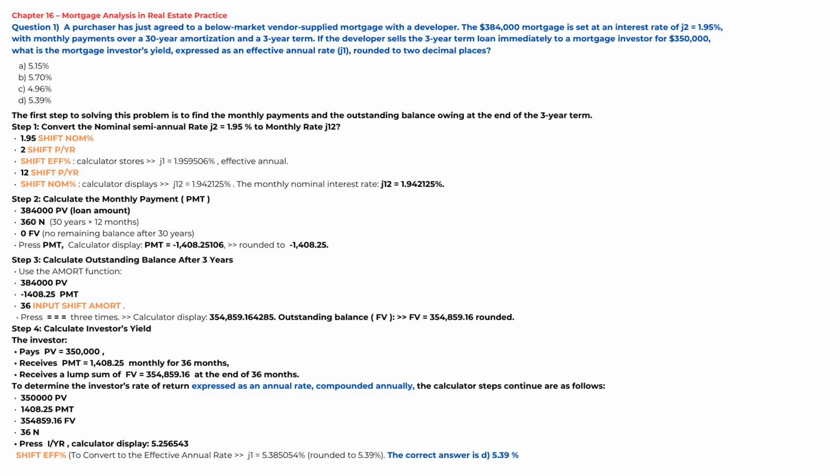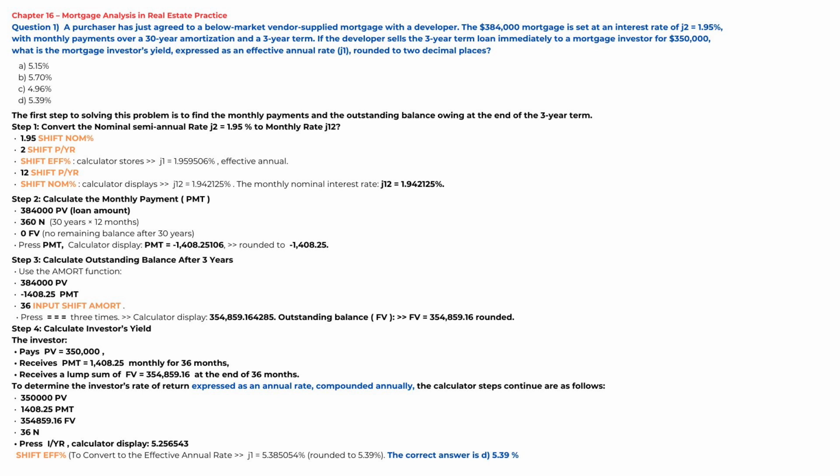Step 4. Calculate investor's yield. The investor pays, PV, equals 350,000. Receives, PMT, equals 1,408.25 monthly, for 36 months. Receives a lump sum of FV equals 354,859.16 at the end of 36 months. To determine the investor's rate of return expressed as an annual rate, compounded annually, the calculator steps continue as follows.